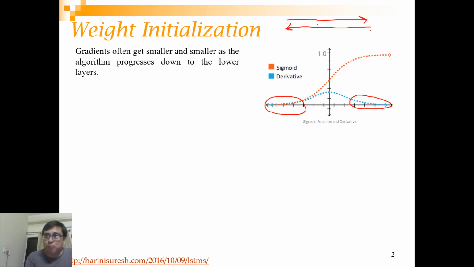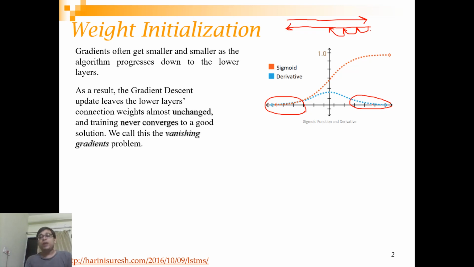Because of the back propagation that happens, the gradient of the first layer is multiplied with the second layer, and this process continues. As a result, if the gradient is a small number in the saturation region, the product also diminishes. So as you move to the initial layers, this diminishes, and this problem is called the vanishing gradient problem, which was a major bottleneck for training neural networks earlier. As a result, the connection weights at the lower layers are almost unchanged and the training never converges.